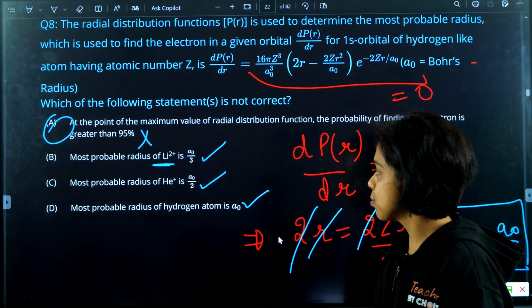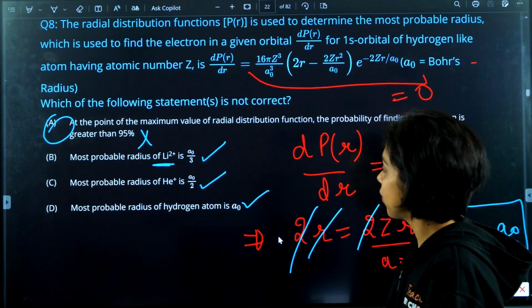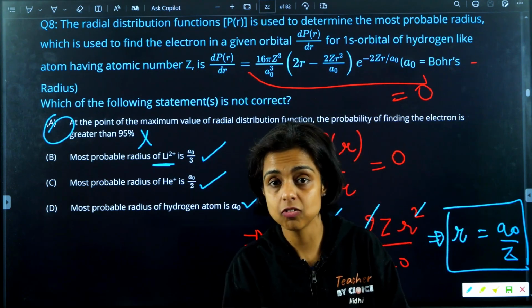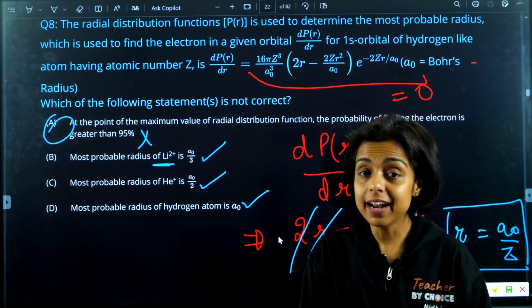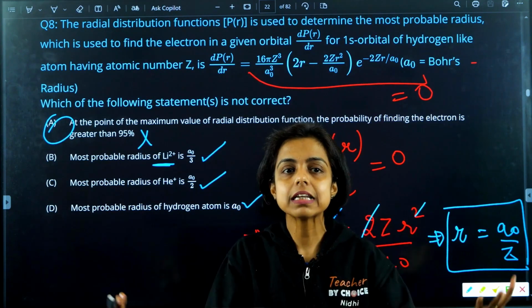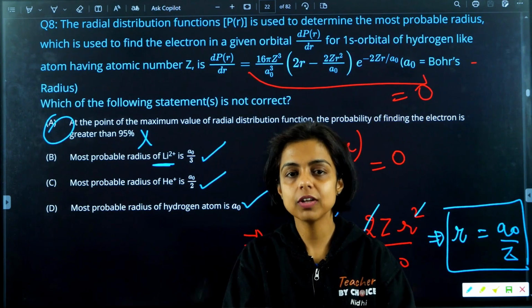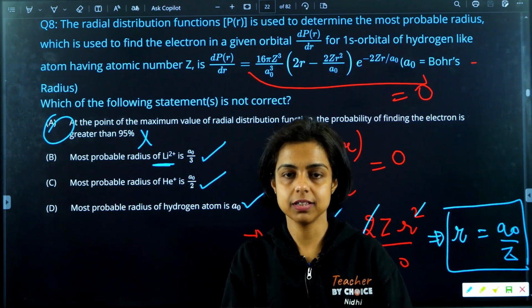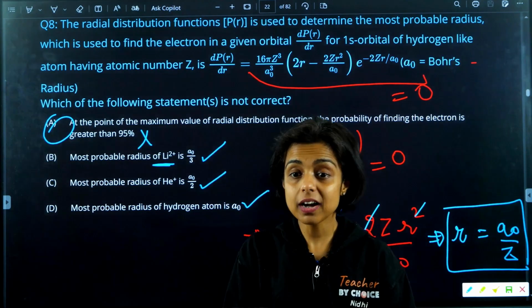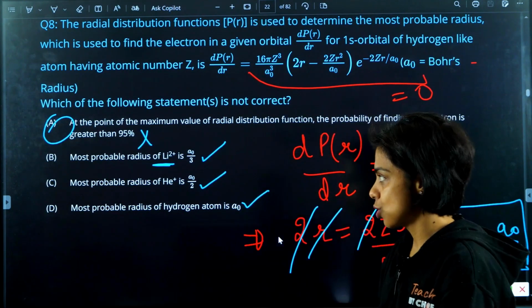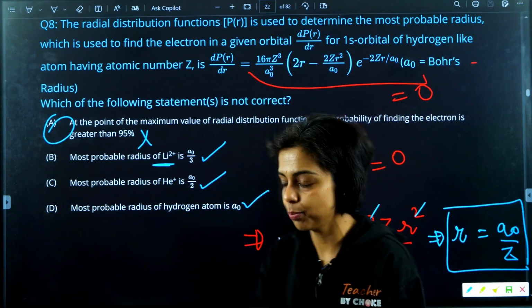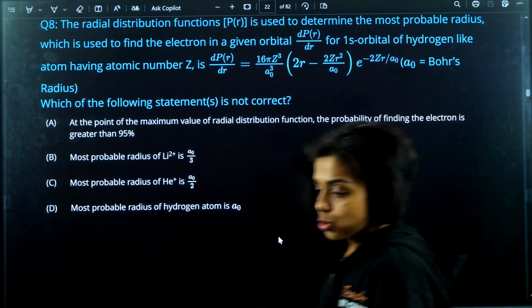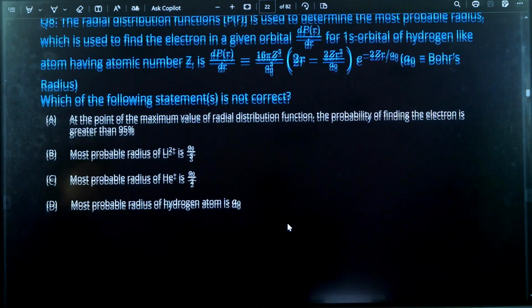At the point of the maximum value of the radial distribution function, the probability of finding the electron is greater than 95%. No, it is not greater than 95%, rather it is less than 95%. In fact, the orbital is the entire region where the probability of finding the electron is 95%, we can say, but not at the maximum value of the radial distribution function, right? So the A statement indeed is a false, incorrect statement. So A, guys, is not the correct statement. Let's move ahead quickly.